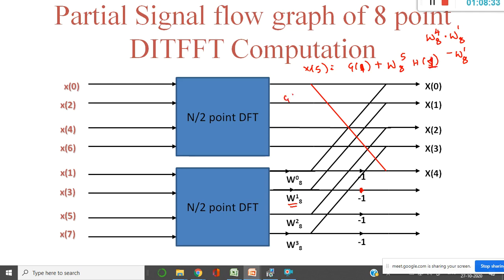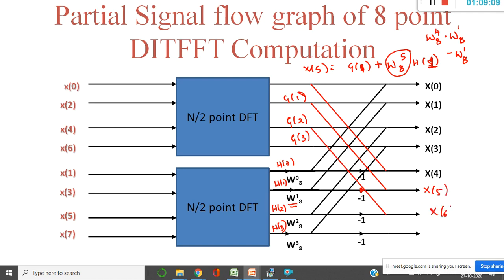This is g of 1, it is g of 2, it is g of 3, it is h of 0, it is h of 1, it is h of 2, h of 3, right? G of 1 is multiplied with minus, I replaced w8 to the power of 5 by minus w8 to the power of 1. Now we are going to get x of 5. So we are going to get x of 5 here.